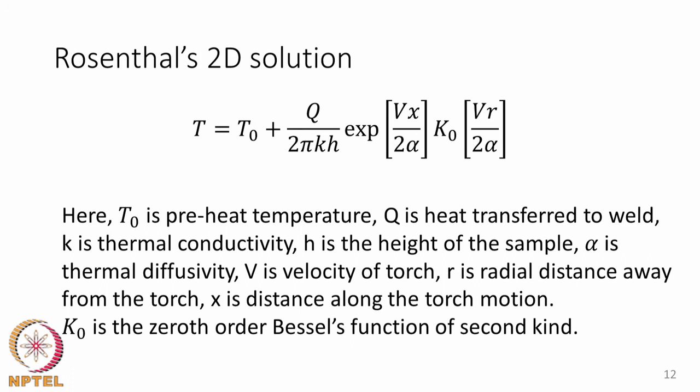Alpha is the thermal diffusivity, V is the velocity of the torch, and X is the distance along X direction, which is also the distance along which the torch is moving, and R is given as a radial distance away from the center of the torch. And in the last part of the expression we see K0, that is what we have referred to as the 0th order Bessel's function of second kind.